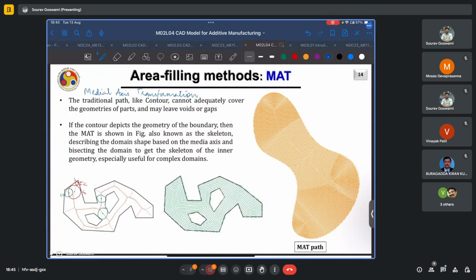Why this is important is because traditional toolpaths like contour cannot adequately cover the geometries of parts and may leave certain voids or undesirable gaps. And if the contour depicts the geometry of the boundary, the image is shown in the figure, also called a skeleton, and it describes the domain shape based on the medial axis and bisects the domain to get the skeleton of the inner geometry. It is especially useful for very complex domains, such as the one shown here.